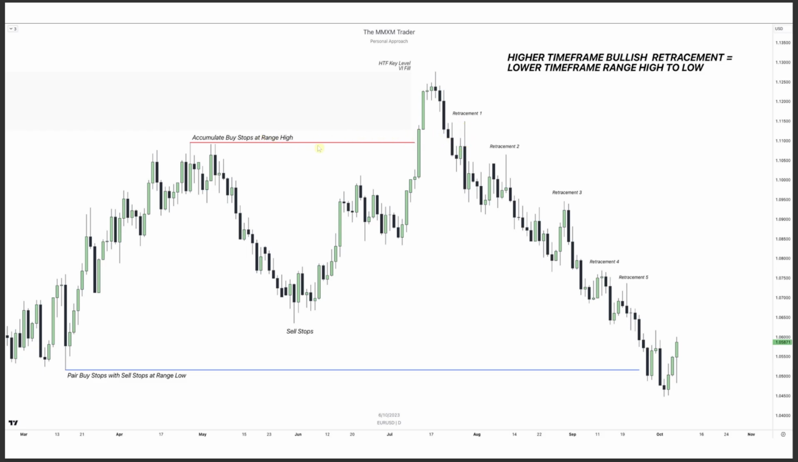So once we hit those accumulated buy stops, right, and then we want to trade lower, every retracement is an opportunity to go short, right? And we can see retracement number 3 here. We've got another retracement, and here we've got another retracement until we eventually hit those sell stops over here.